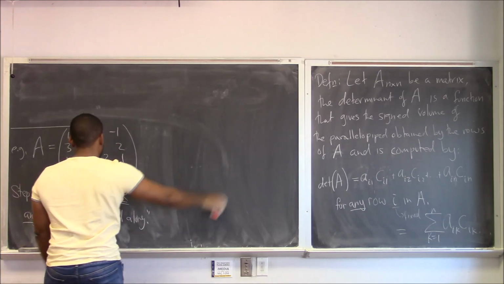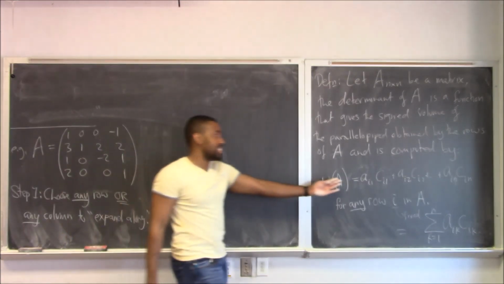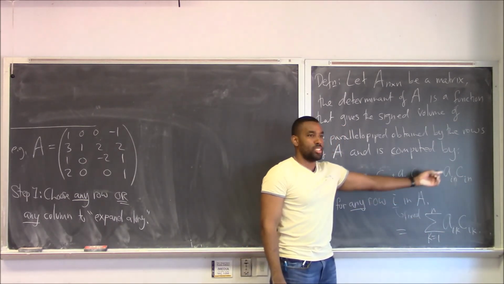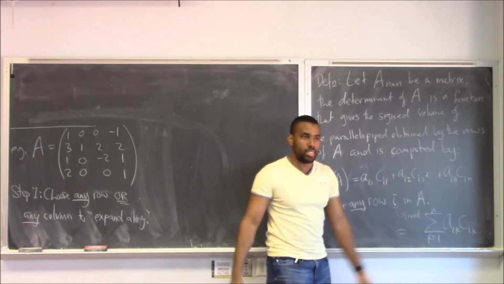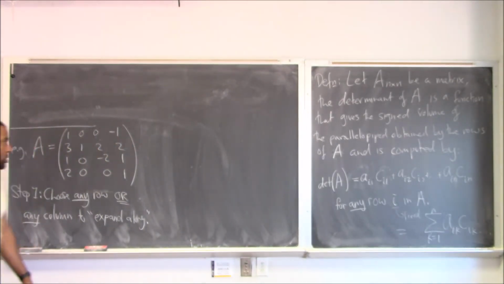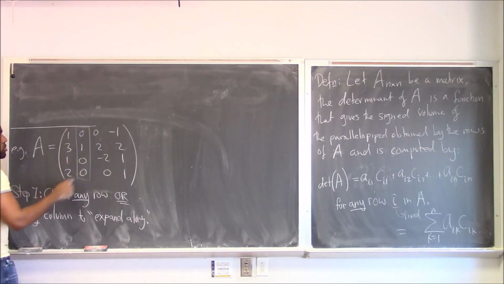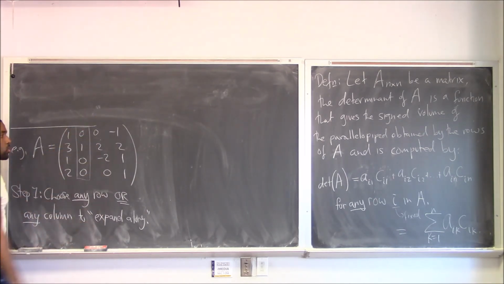And why would you choose something that has the most zeros? Because the definition says I'm going to have a bunch of things added together. It would be nice if all these coefficients were zeros. I have to add fewer things. So the definition kind of tells us what might be convenient. You'll notice that in the second column, I have 1, 2, 3 zeros. In any other row or column, I have equal or fewer zeros. So the best one to expand along here would be the second column.